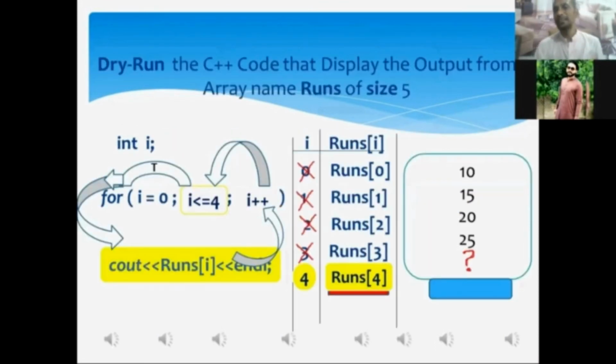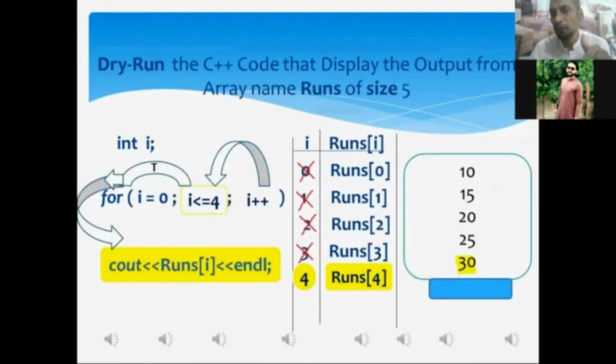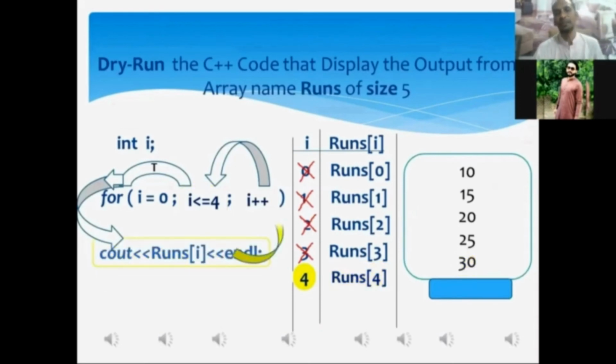In order to get the data value from the 5th memory location of the array, I'm taking you to the memory structure of the array. What has been stored in the 5th memory location of the array? 30, sir. It means 30 must be displayed onto the screen. Now you can watch the screen. 30 has been displayed over there. After execution of the cout statement, the control of execution will be shifted to the increment statement.